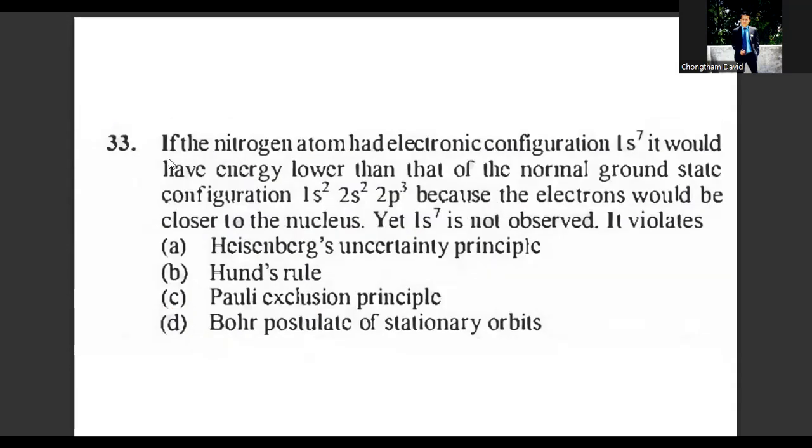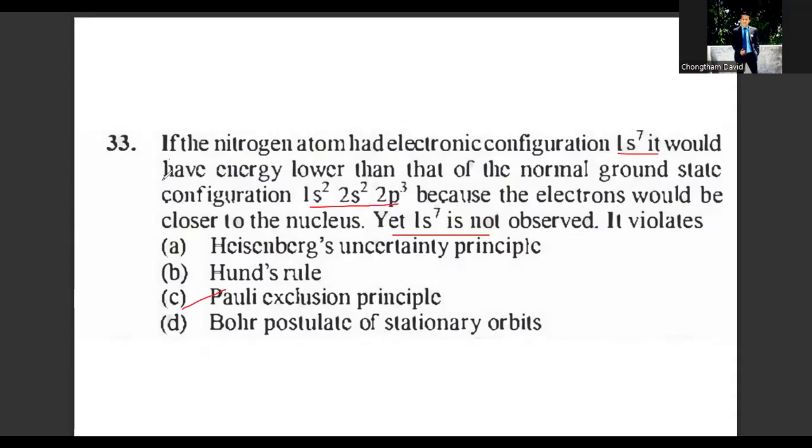33. If the nitrogen atom had electronic configuration 1s7, it would have lower energy than that of the normal ground state. Okay, this is 1s2, 2s2 in the ground state, because the electrons would be closer to the nucleus. Yet 1s7 is not observed. It violates what law? So not more than 2 electrons can be present in the same atomic orbital, which is the Pauli's exclusion principle. It violates Pauli's exclusion principle. C will be the answer to 33.